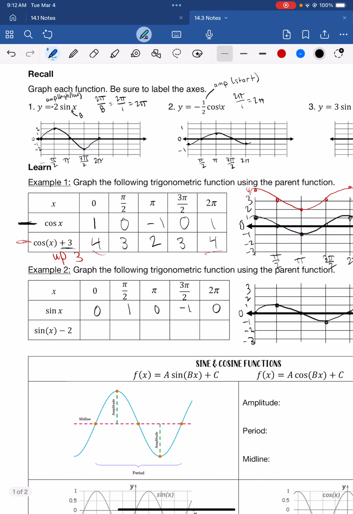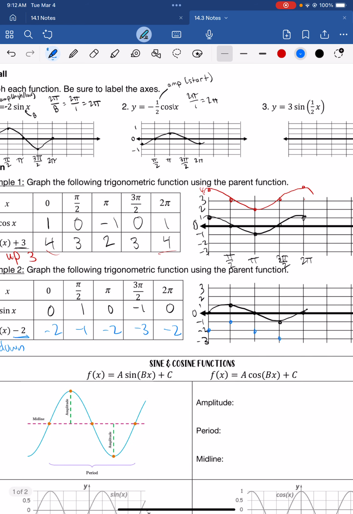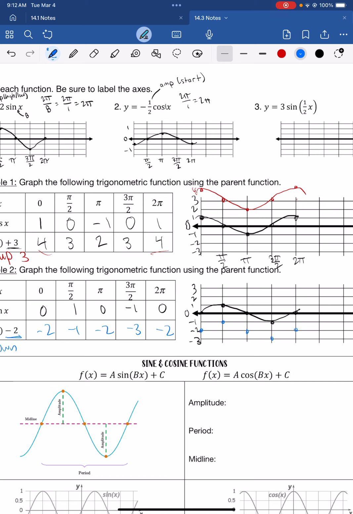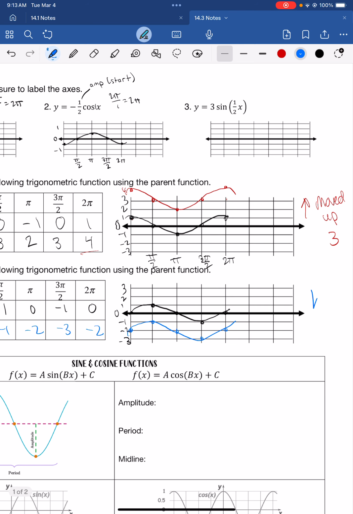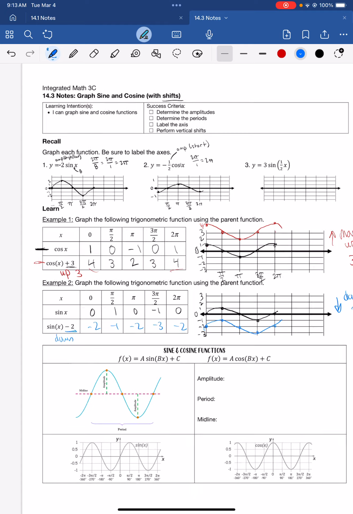And then we can see that this -2 is probably going to tell us that we go down 2. So 0, that's -2, -1, -2, -3, and -2. And exactly that happens. We move everything down 2. So the shape looks the exact same. We've just moved everything down 2. So now it looks kind of like that. All right, and we can make a little note. We went down 2.